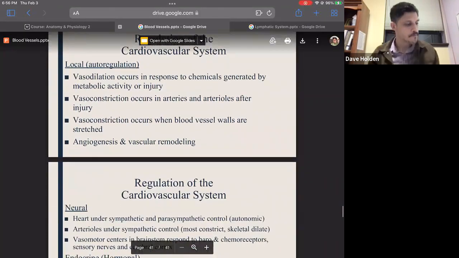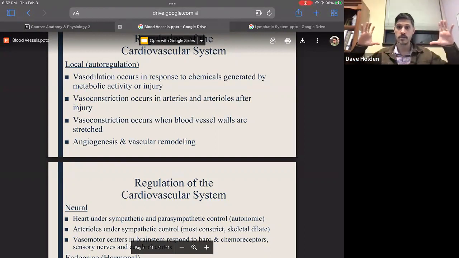The cardiovascular system can be regulated in a couple of different ways. The first is local, autoregulation. It happens at the local level, by itself. Remember we talked about local chemicals affecting things like injuries. Vasodilation, the vessels getting larger, occurs in response to chemicals generated by metabolic activity or injury. So we could be talking about exercise, or a scraped knee.